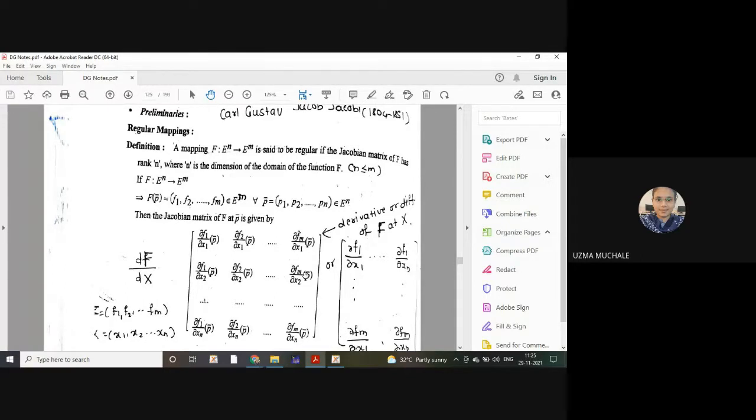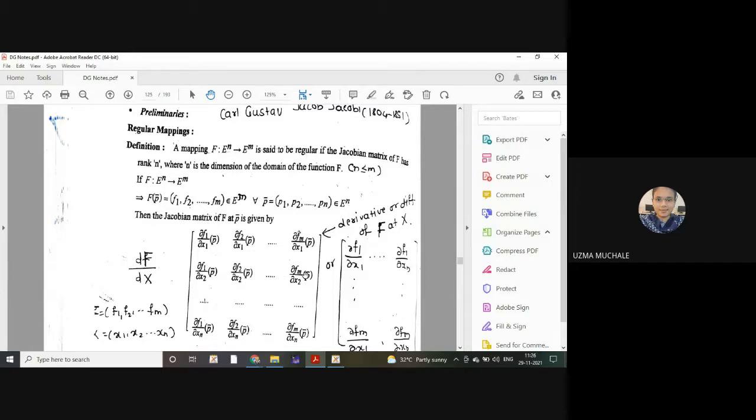Firstly, given that a mapping f is a mapping from En to Em space, then this mapping is said to be regular if the Jacobian matrix of f has a rank n. That means the rank of the Jacobian matrix should be equal to the dimension of the domain. When this holds, we say the Jacobian is having a rank n.